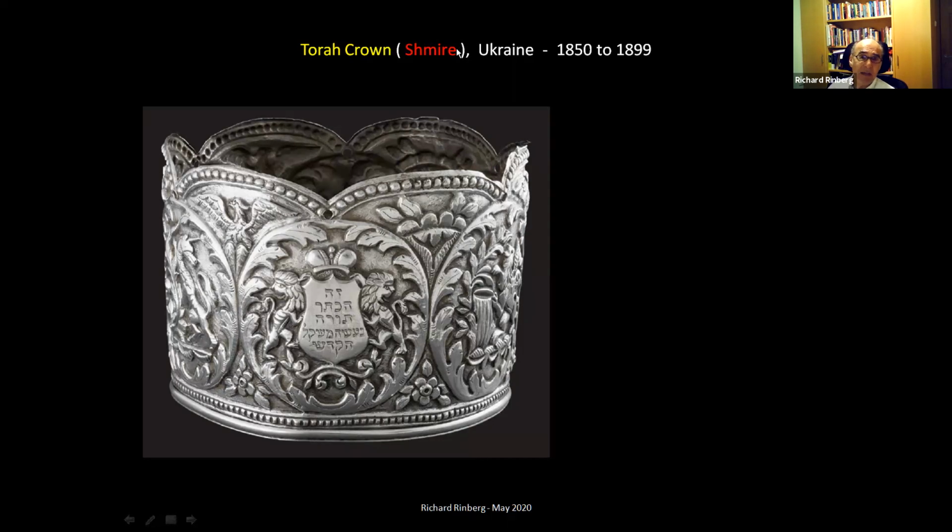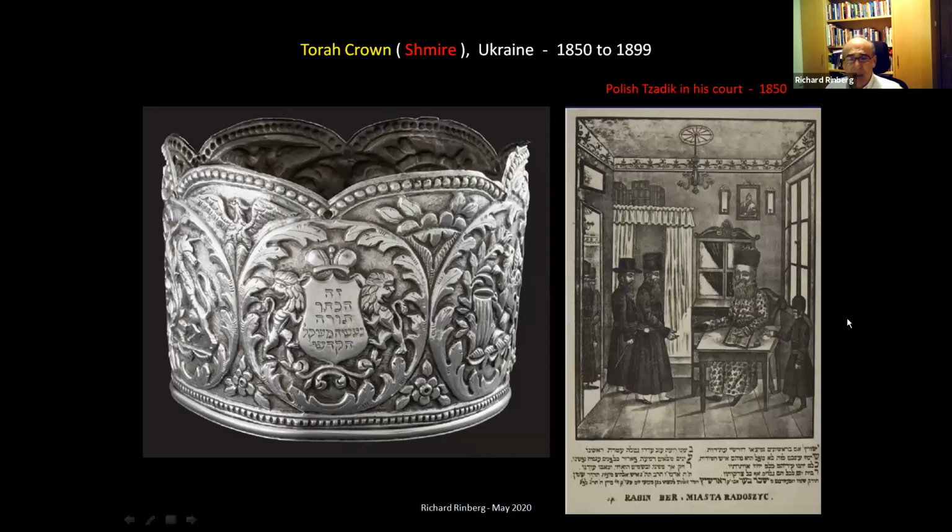So you have to understand this is actually part of Shmira, which is a Hasidic idea. And the idea behind the Shmira is that you visit the Rebbe. You're a Chassid of the Rebbe. You go and visit him. And when you visit the Rebbe, you're going to give him a donation of money. You may only be able to see the Rebbe once a year.